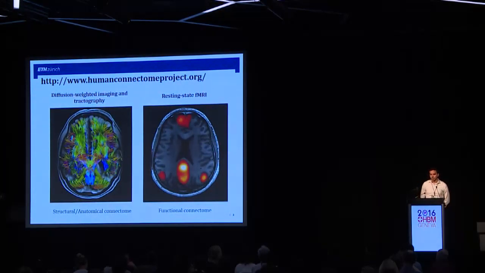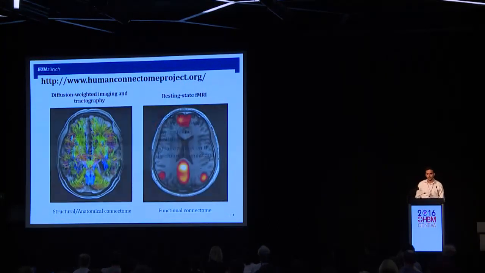And MR is also basically the only available option that we have to measure both the structural and anatomical connectome using diffusion-weighted imaging and tractography, and also the functional connectome using resting-state fMRI. So these methods are very interesting and powerful. However, when we want to compare them with something more biologically relevant, we found out that there are certain fundamental limitations of these approaches.